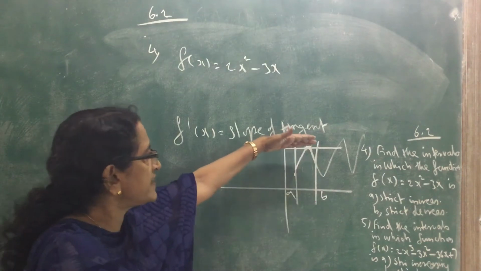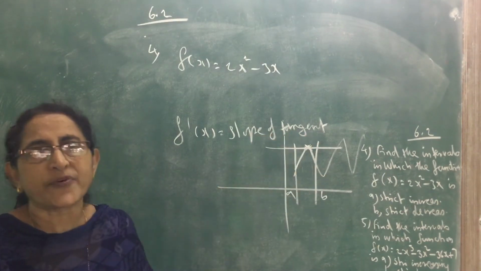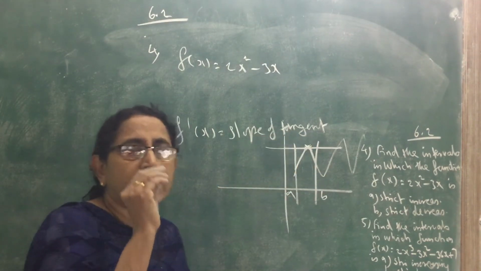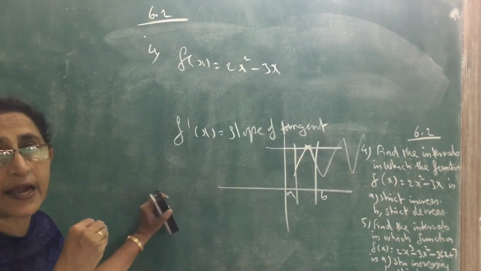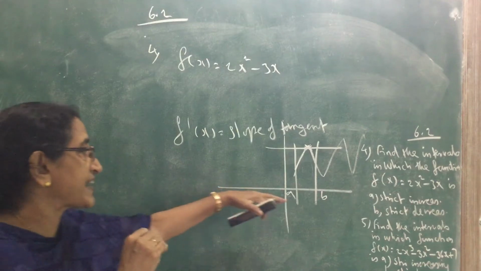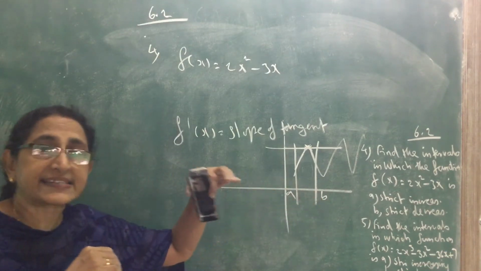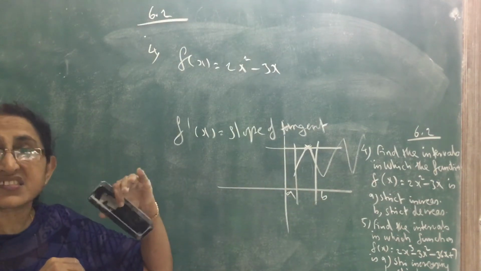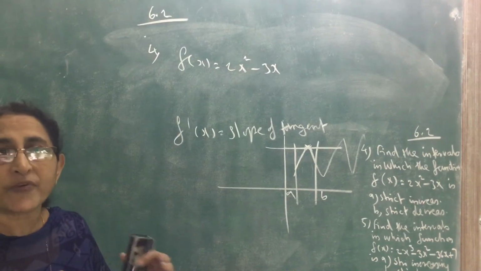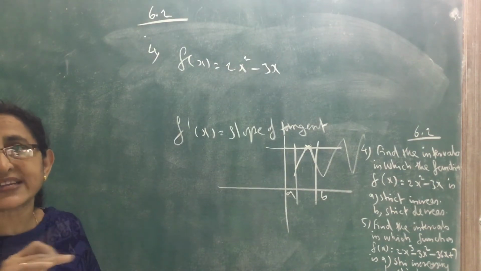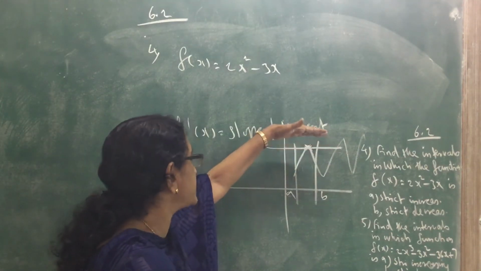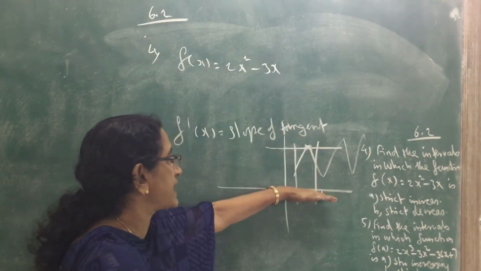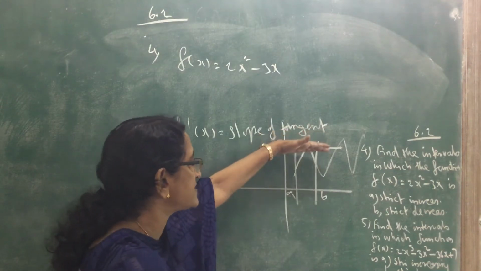When the tangent is parallel to the x-axis, we know what the slope of a line is. If theta is the inclination of the line, the slope of the line is tan theta. And we know the slope of the x-axis is 0 because the x-axis makes angle 0 with the x-axis. So the slope of a line parallel to the x-axis is 0. Since this tangent is parallel to the x-axis, the slope of that tangent is 0.